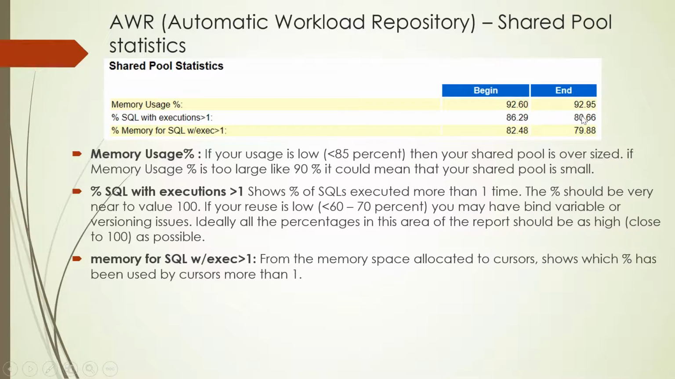So if there is a drastic decrease or drastic increase between the two, that means in between there is an issue, or in between the time intervals there is something. Now for example, you can see percentage of SQL with executions greater than one. At begin it was 86.29%, that means at the time when the snapshot was taken, 86.29% of SQLs were executed more than once. And at the end, it reduced to 80.66%. That means towards the end, the time when we took the Oracle snapshot, the SQL activity was not that much, or the SQLs were not being actively executed, right? So both we need to consider.